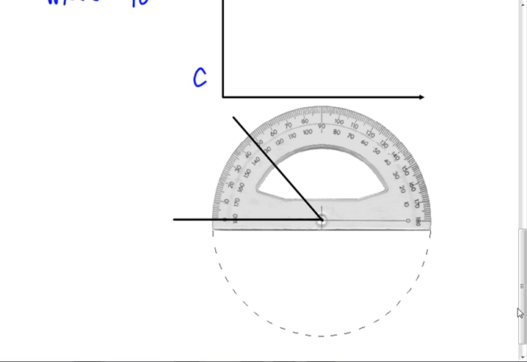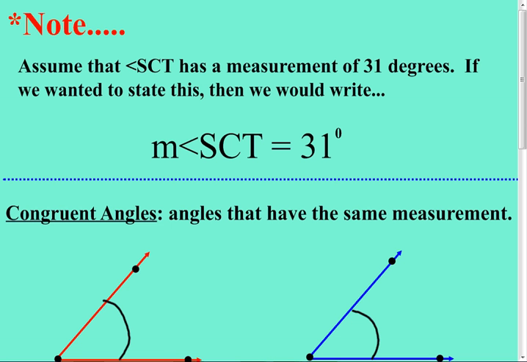Which scale am I going to read on this one now? Inside or outside? Outside. It's where this ray goes through the 0. So it's 10, 20, 30, 40, there's 50. Looks like 59 degrees about on mine. And you have some things to practice with in your packet. Okay, reading that? Okay.